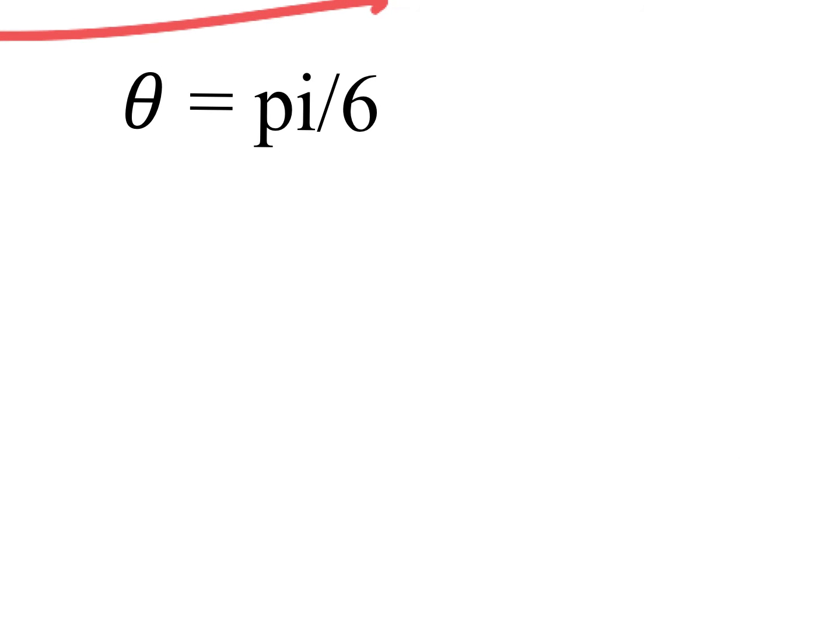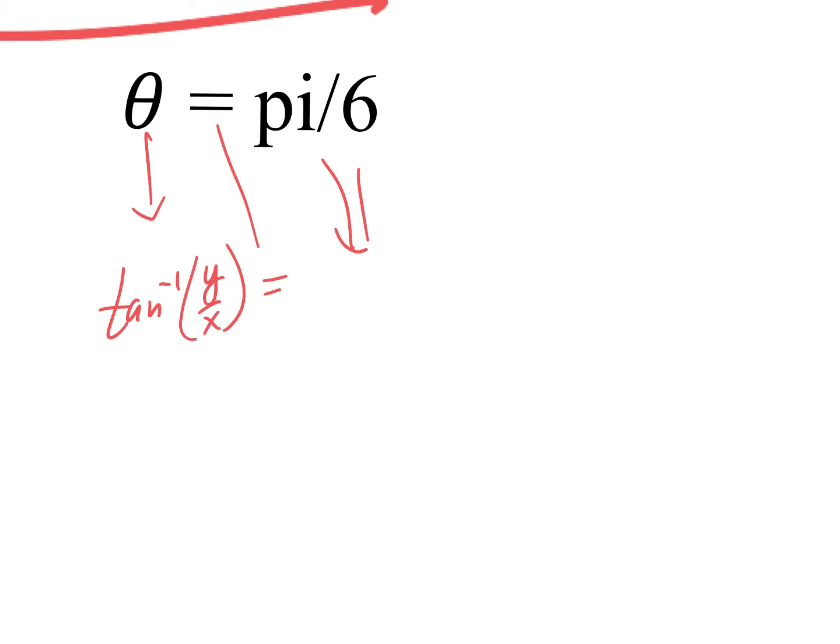All right, how about this? Did you catch this one? Theta is something you're supposed to know. Inverse tan of y over x. And then equals is equals, of course. And then pi over 6, how do you convert that?